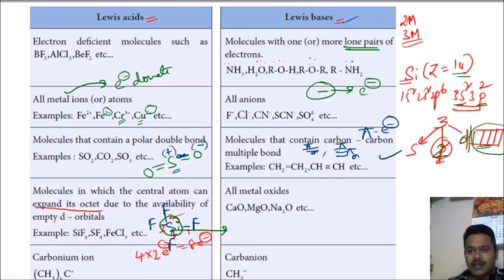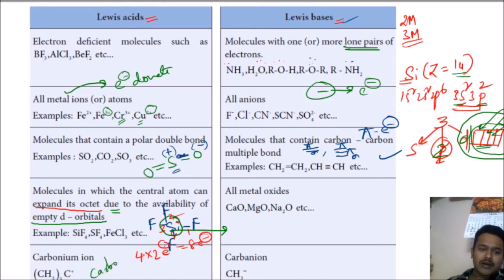So because it is vacant, it is ready to accept. That is why SiF4 and FeCl3 can all act as Lewis acids. They are ready to take electrons. Why are they ready to take electrons even though they satisfy the octet configuration? Because they have empty d orbitals. Here, carbonium ion means carbocation.